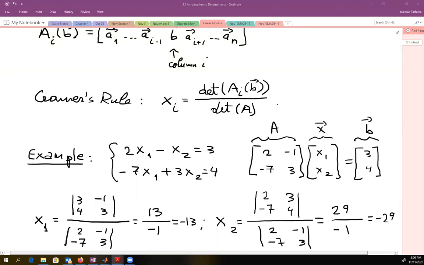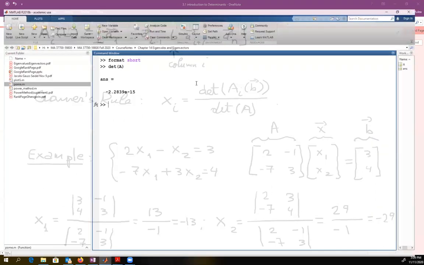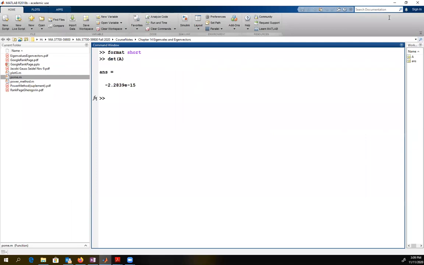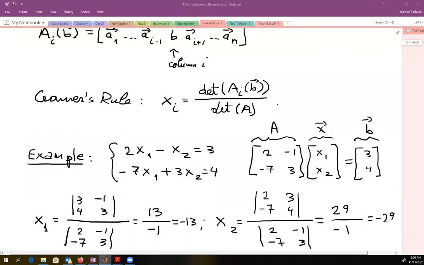Okay, so let's see this one. I'm gonna use MATLAB to show you something. I'm gonna type the matrix A first. So A is 2, -1, and then -7, 3.